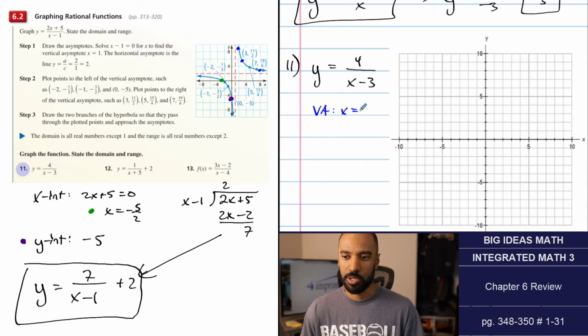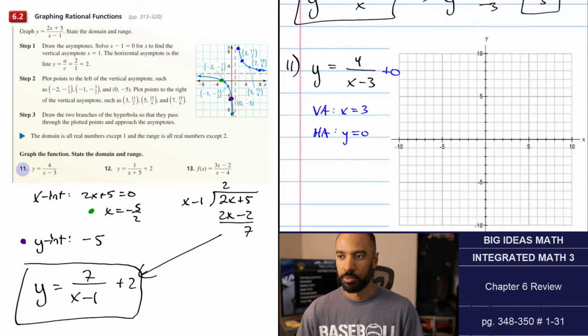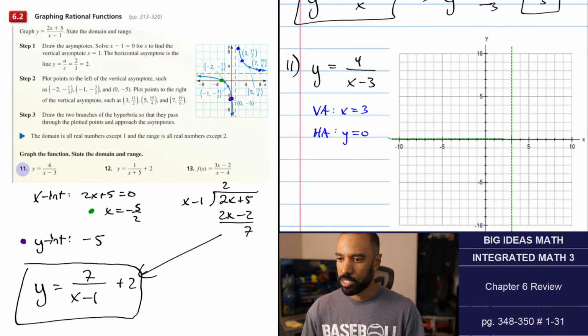The vertical asymptote is at x equals 3. The horizontal asymptote is at y equals 0. Again, plus 0 is there. And our a value will be 4. So let me get a dotted line ready for us here. So x equals 3 is this vertical line. Y equals 0 is the x-axis. And we approach these asymptotes here.